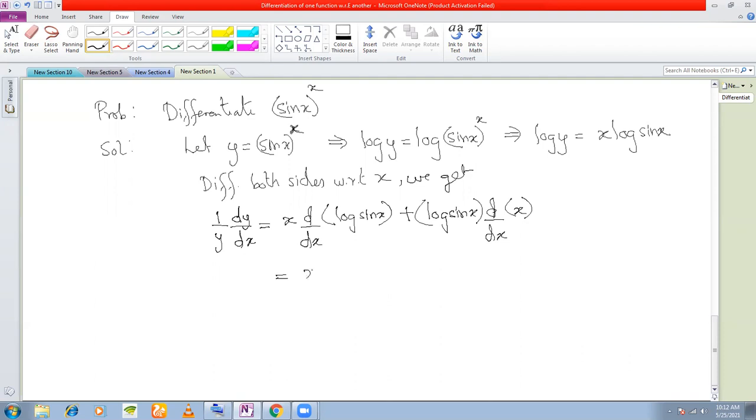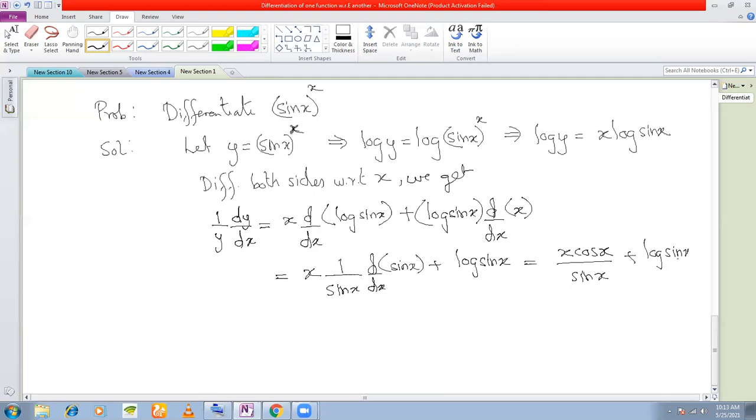So here we get x. Now log sine x, how do we differentiate? First we differentiate log to get 1 by sine x into ddx of sine x, right? And plus this is log sine x into 1, which is simply log sine x. So we get here x cos x by sine x plus log sine x, which you can also write as x cot x plus log sine x.